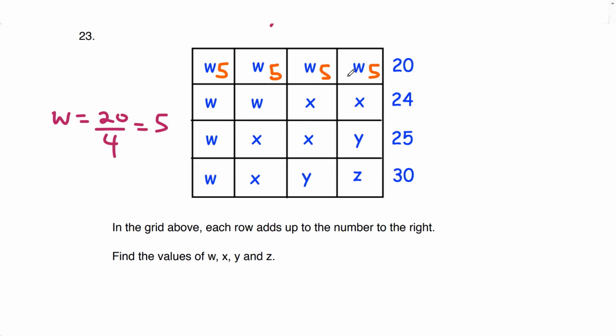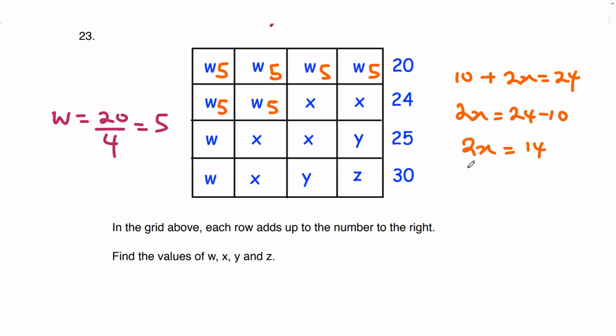The next thing we need to do is I can look at this. I can see I can get the value for x by replacing w here with 5, and I really want to go to x. So you can see 5 plus 5 is 10. Add 2x is equal to 24. Now, of course, I'm going to subtract it on both sides. So that's going to be 2x is equal to 24 minus 10. That's 2x is equal to 14. To get x, I divide by 2 on both sides. So x is definitely going to be 7.